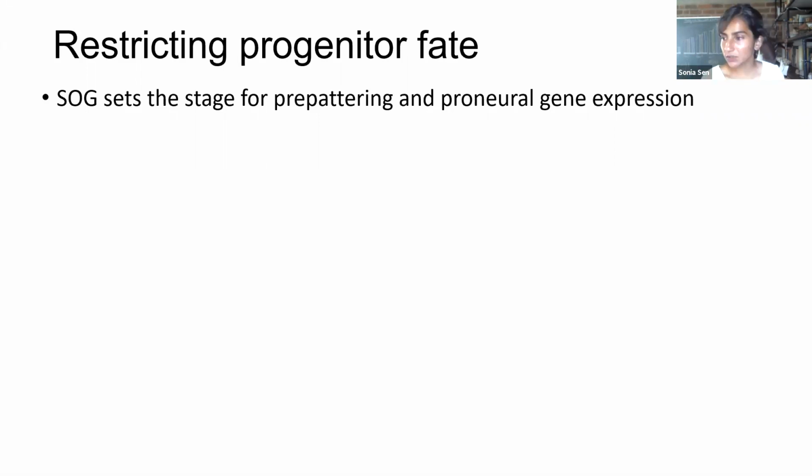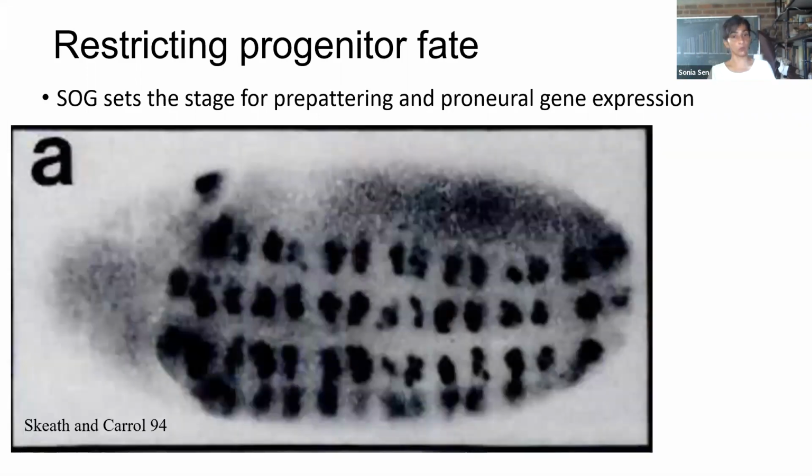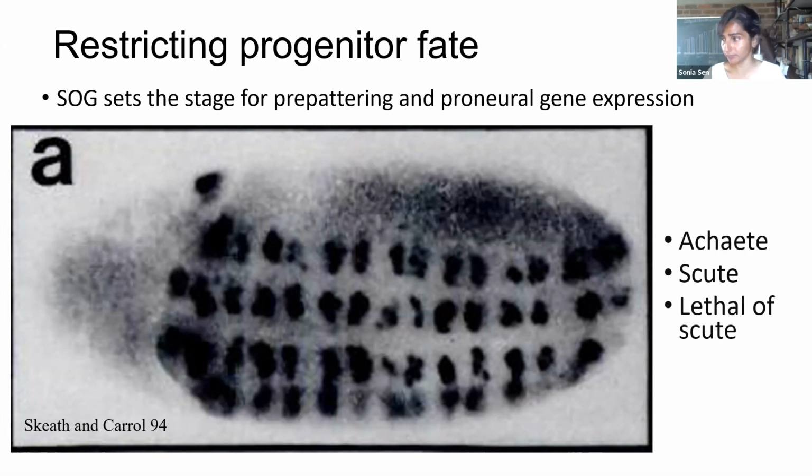And so people have looked at what those proneural genes look like in that SOG domain. And here's an image of one particular one. This is an in situ showing, I don't remember. There are three proneural genes. There's achaete, scute, and lethal of scute that are involved in this early process. There are other proneural genes as well, but in this process, these are the three that play a role. And so in the image that you see over there, it's one of those three. I don't remember which one.